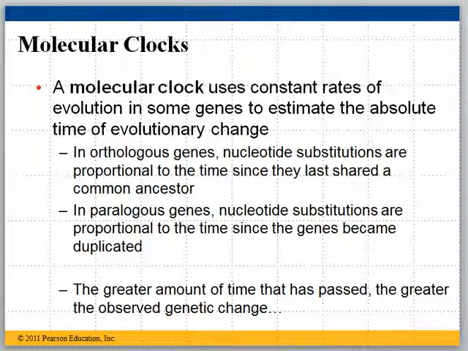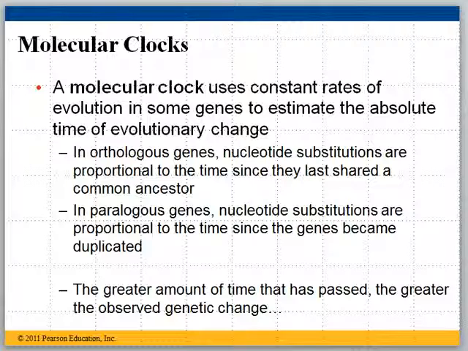A molecular clock uses the constant rates of evolution in some particular genes to estimate the absolute time, or the actual year, date range, time of evolutionary change. In orthologous genes, nucleotide substitutions are proportional to the time since they last shared a common ancestor. So if we're looking at the orthologous genes that two species share, the number of changes or nucleotide substitutions are going to be proportional to the time going back to when they were present in the common ancestor.